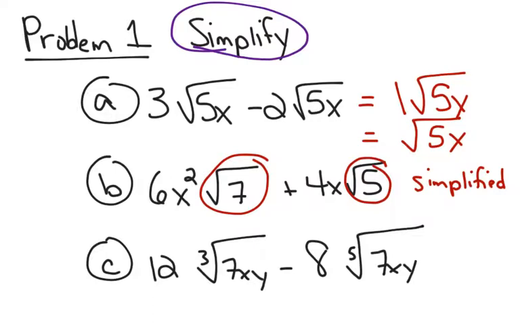C, 12 the cube root of 7xy minus 8 the fifth root of 7xy. Watch out, because they do have the same thing under the radical, but notice this time the root indexes are not the same, so watch out for things like that. We cannot do anything more to this problem, so it is already simplified.